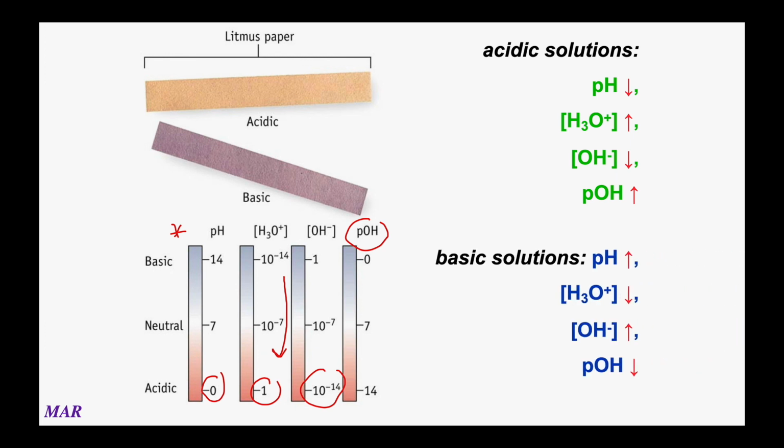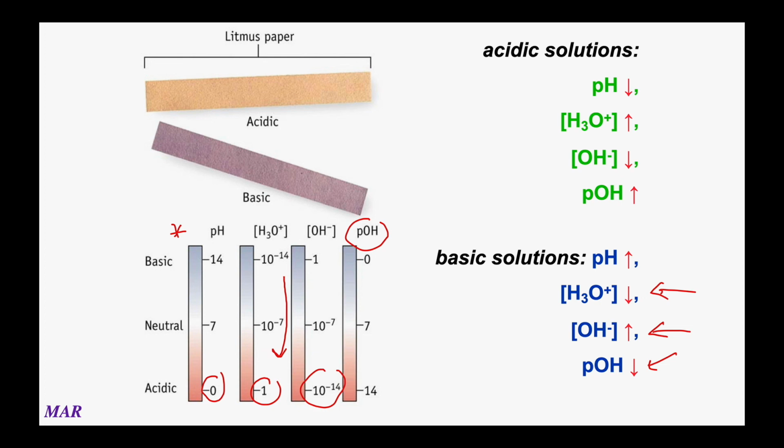In basic solutions, it's the opposite. In a basic solution, you would have a high pH. It would be larger than 7. And basic solutions mean your hydroxide will be higher. That means your hydronium will be lower. But high hydroxide, small pOH. pOH is going to be smaller. Just like acidic solutions have small pHs, basic solutions have small pOHs.